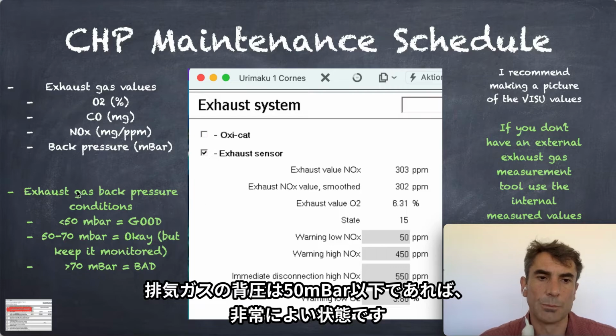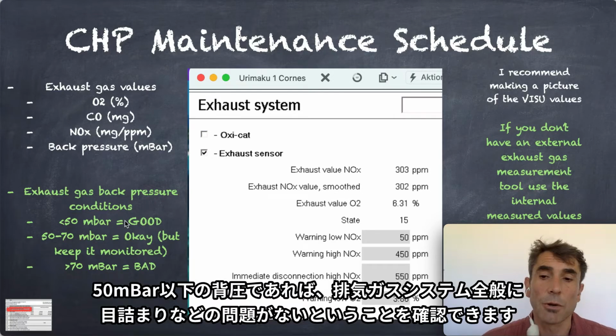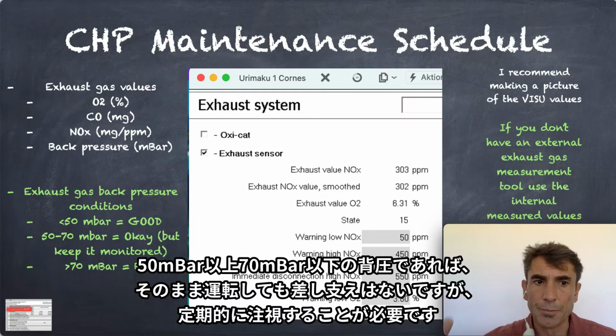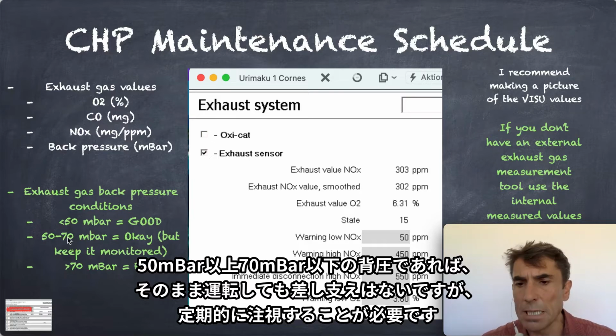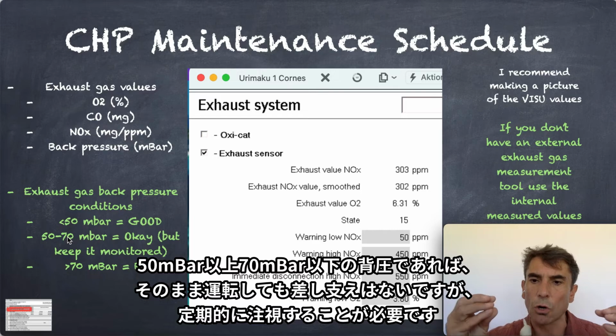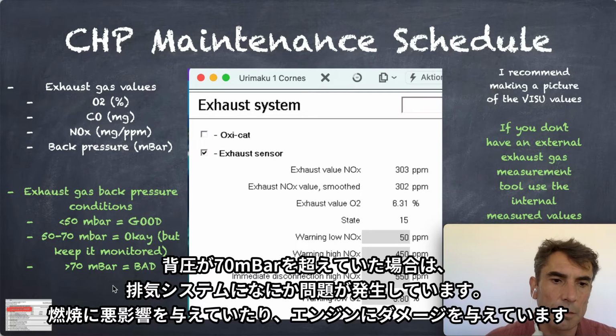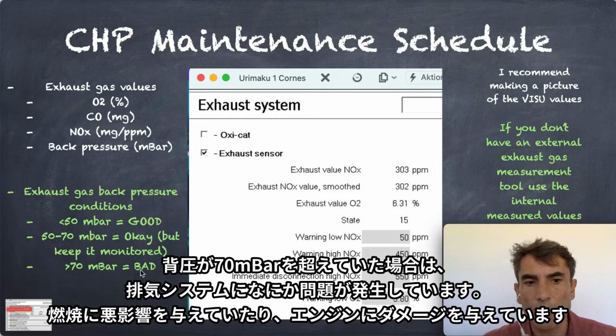The exhaust gas back pressure limitations. If the exhaust gas back pressure is less than 50 millibar, that's a very good condition. That means we don't have any problems of blockage or clogging in the exhaust gas system, silencer, exhaust gas heat exchanger, and through all the piping. If the pressure goes up to 50 to 70 millibar, it's still okay if the rest of the operation of the CHP is still within the limits. Above 70 millibar, that's very bad. A high back pressure forces bad combustion in the engine and can cause damage to the engine.